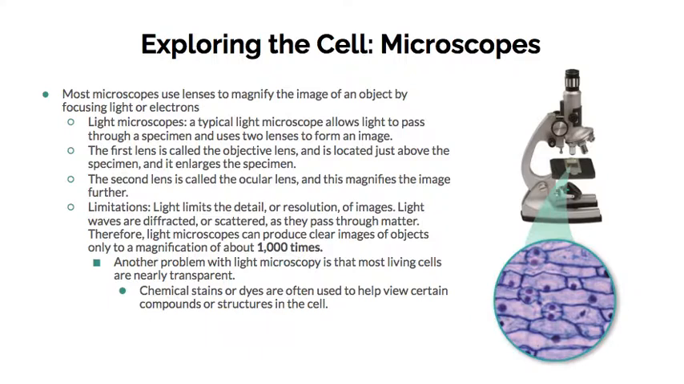Another problem with light microscopy is that most living things are nearly transparent, and so we often use chemical stains or dyes to help view certain compounds or structures in the cell. In this picture to the right here, this is just a simple compound microscope. You've probably seen this one, but this is kind of the microscope that's most common in classrooms.